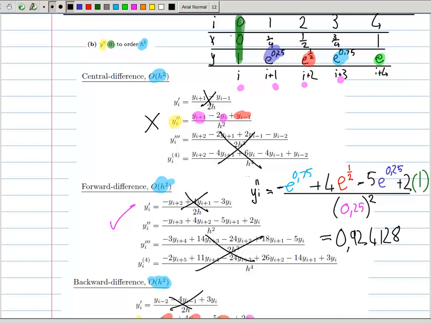And once again, we know that the second derivative of e to the x is still e to the x. So if you work it out, well, e to the 0 is going to still be 1. It's always going to be 1. And 0.92 is very close to 1. So that is doing forward difference.